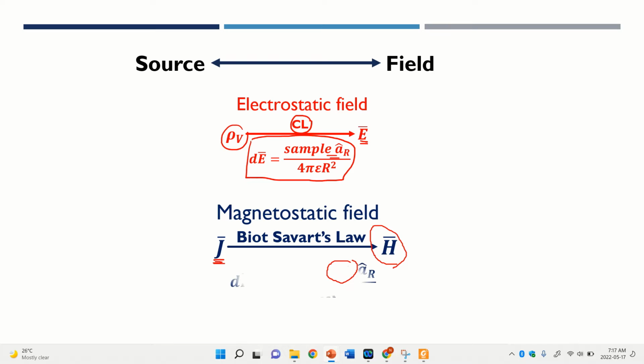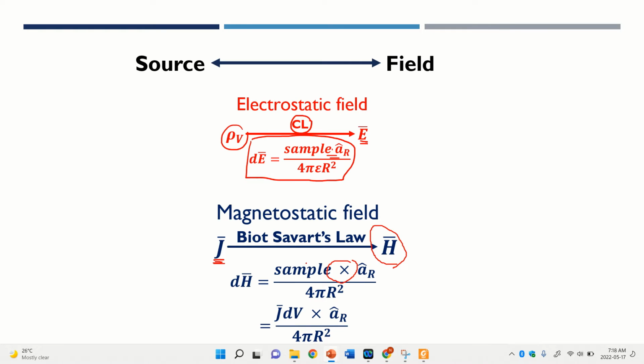From that sample, dH is equal to the sample cross product. So this is the difference between electrostatic field and magnetostatic field. In electrostatic field, it is usually dot product, right? But in magnetostatic field, it will be cross product. There is no dot product anymore. The sample is crossed with the unit vector from the sample to that particular H field, over 4 pi r squared.